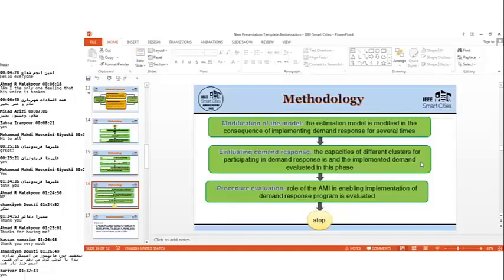In the next step, evaluating demand response, the capacity of different clusters for participating in demand response, and the implemented demand response, are evaluated in this phase. In the next phase, the role of the AMI in enabling implementation of the demand response program is evaluated, and this is the last step in this study.